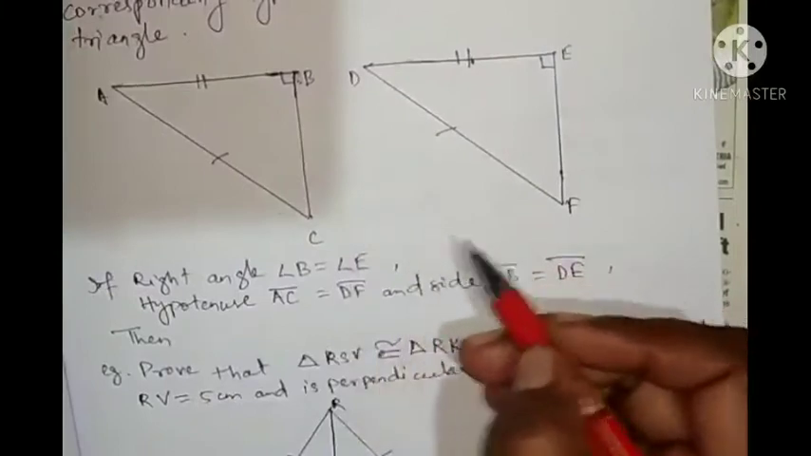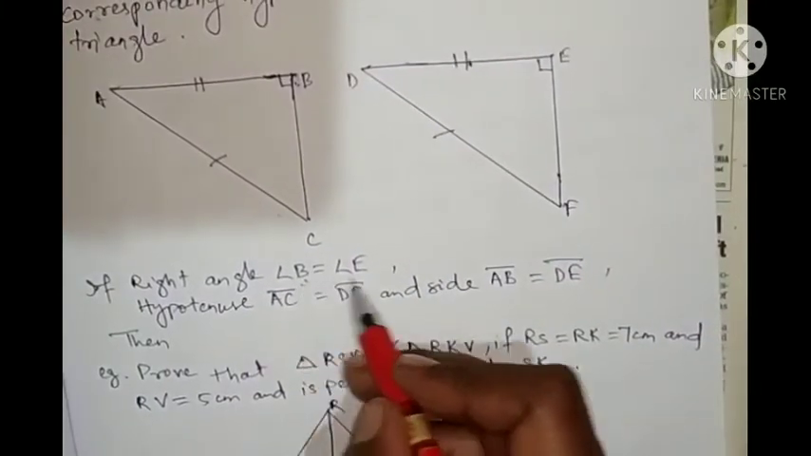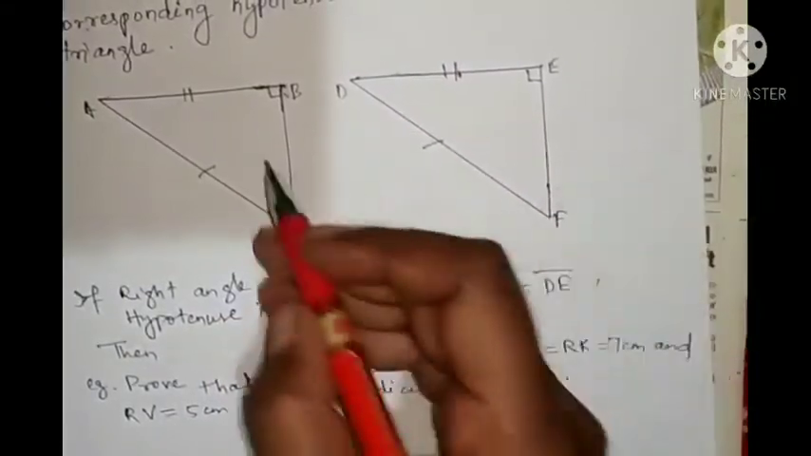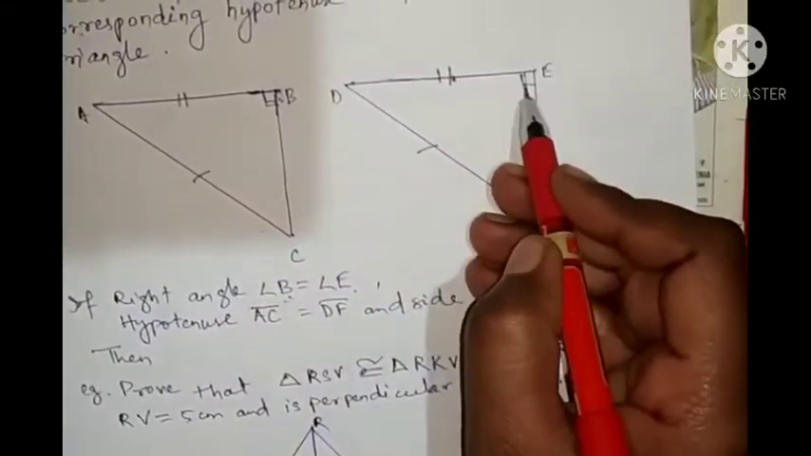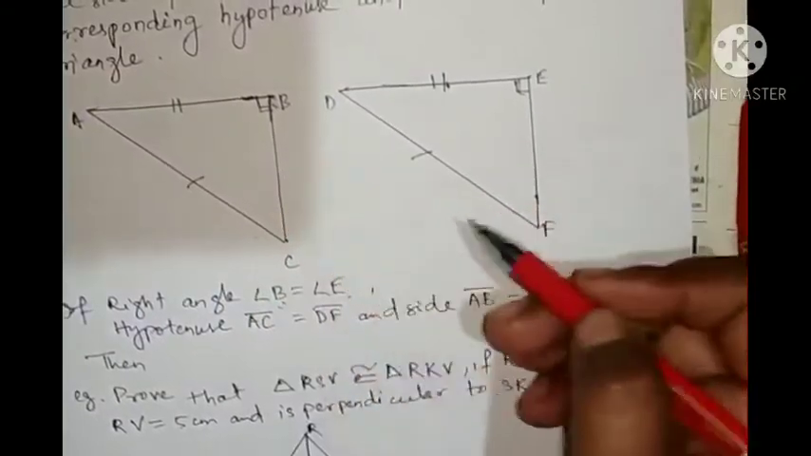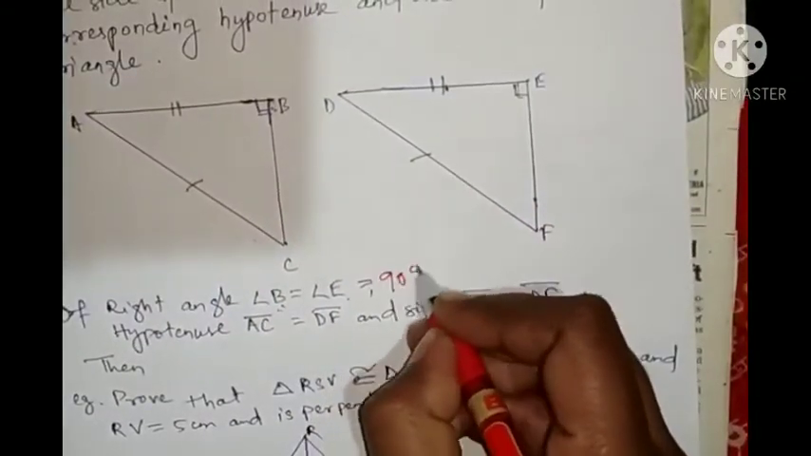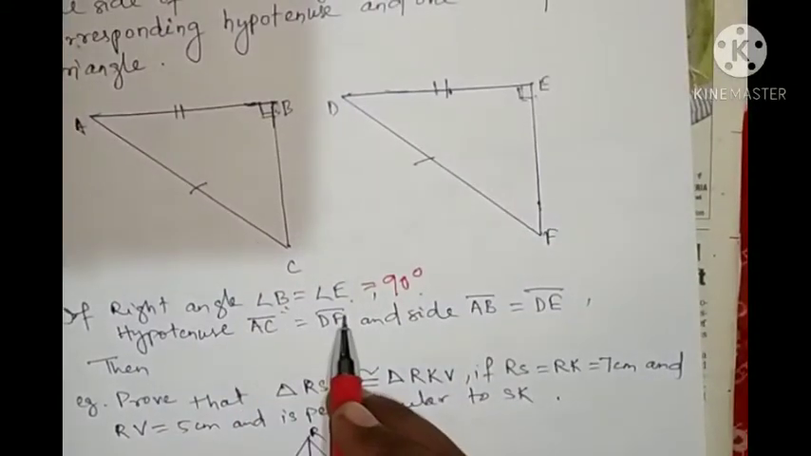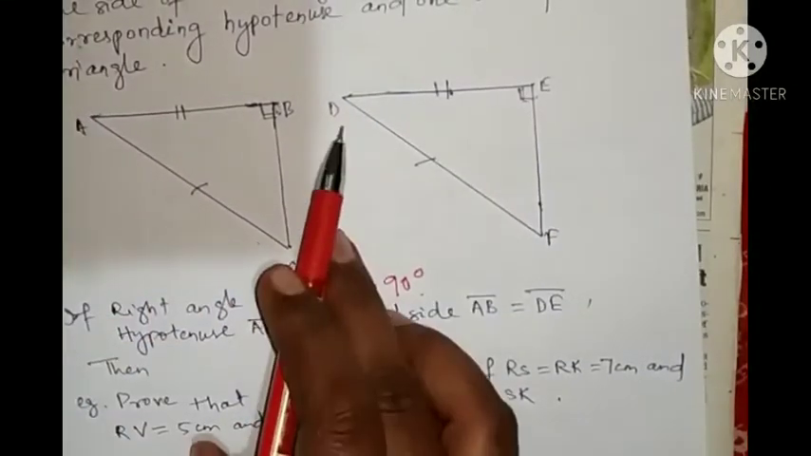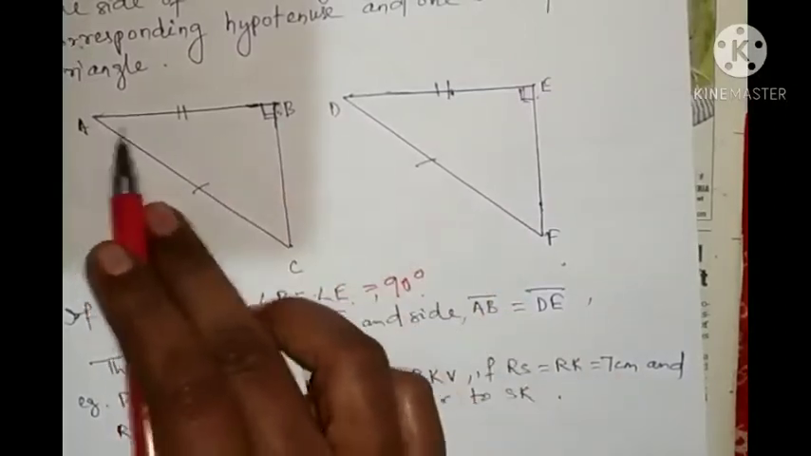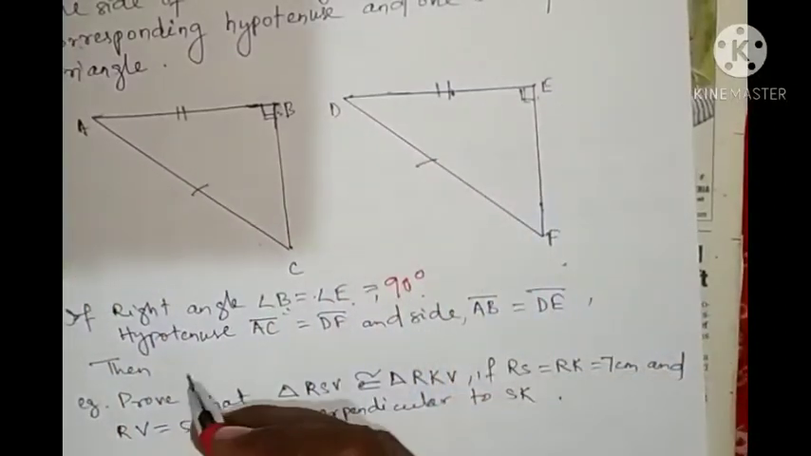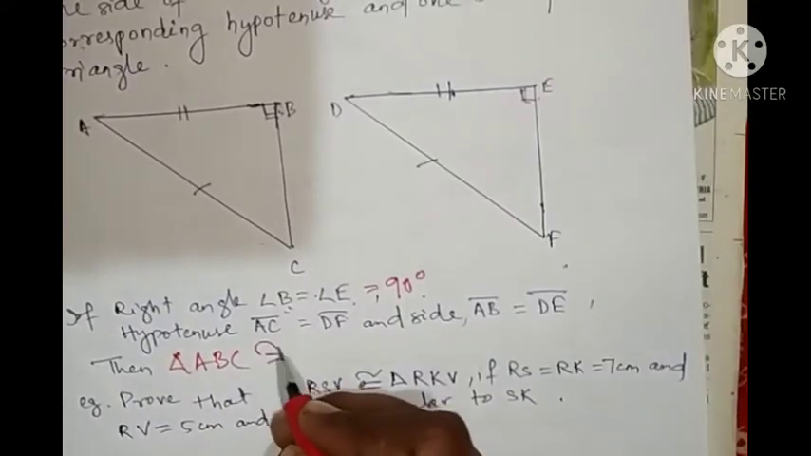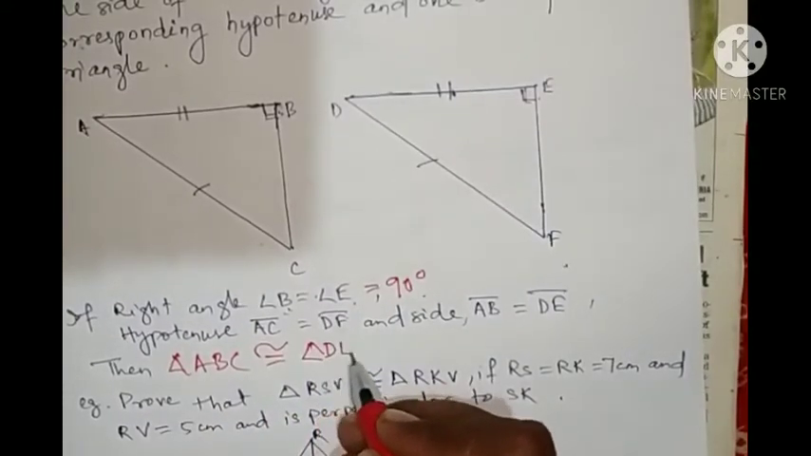So look at here, in these two triangles, right angle B equal to E. In a right angled triangle you will always find one right angle. So angle B equal to angle E, that is how much? 90 degrees. Hypotenuse AC equal to DF, and side AB equal to DE. Then what can we say? Triangle ABC is congruent to triangle DEF.